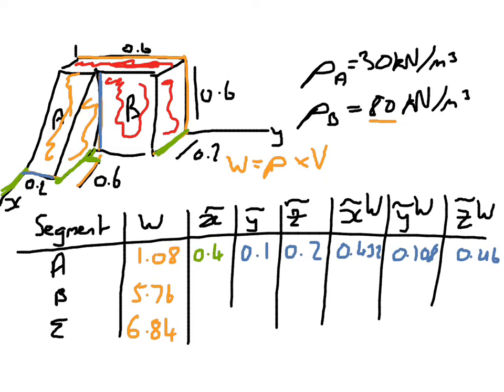Slightly easier because I'm just going halfway in each direction. So in the X direction, 0.1. In the Y direction, 0.3. And in the Z direction, 0.3. And multiplying those through, I get 0.576, 1.728, and 1.728.